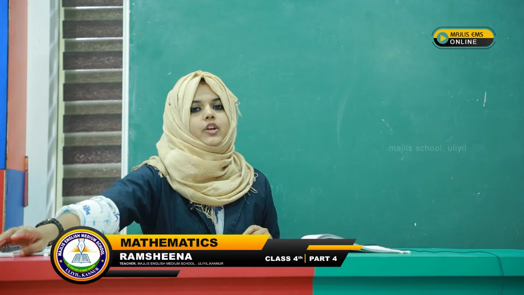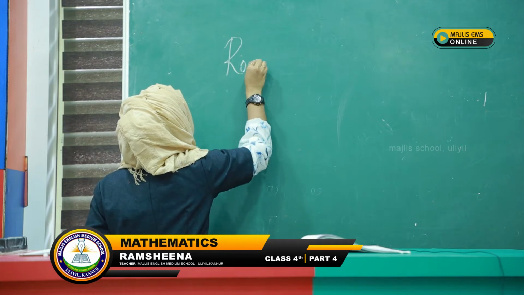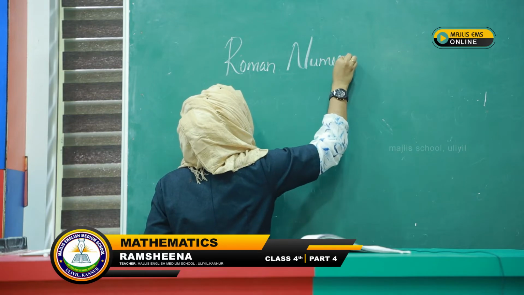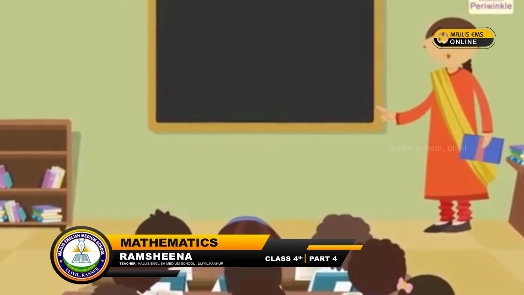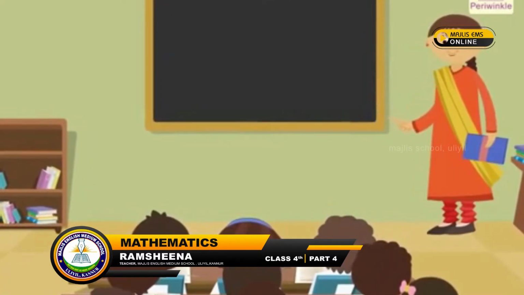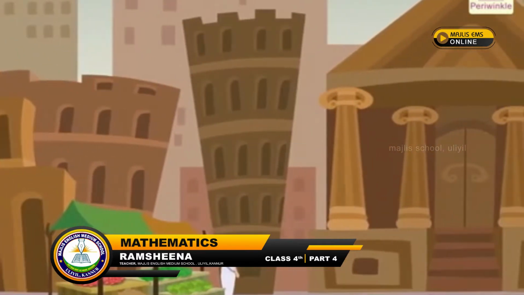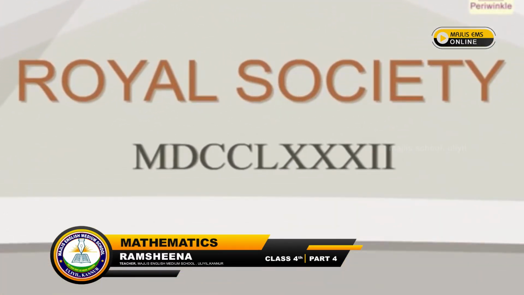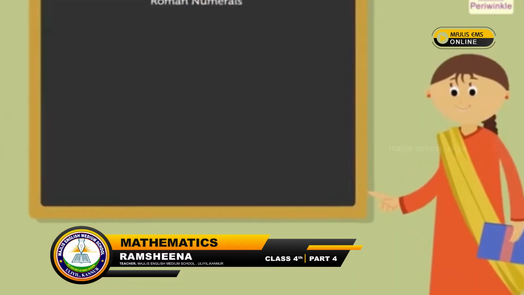Chapter name: Roman numerals. Today, let us revise and understand more about Roman numerals. We know that the ancient Romans used letters to write numbers. Even today, the building date on monuments and public buildings is marked in Roman numerals, and we also use Roman numerals in clocks and watches.